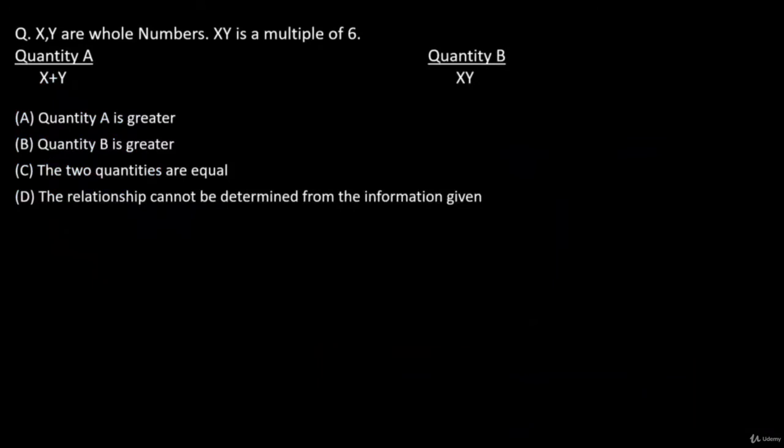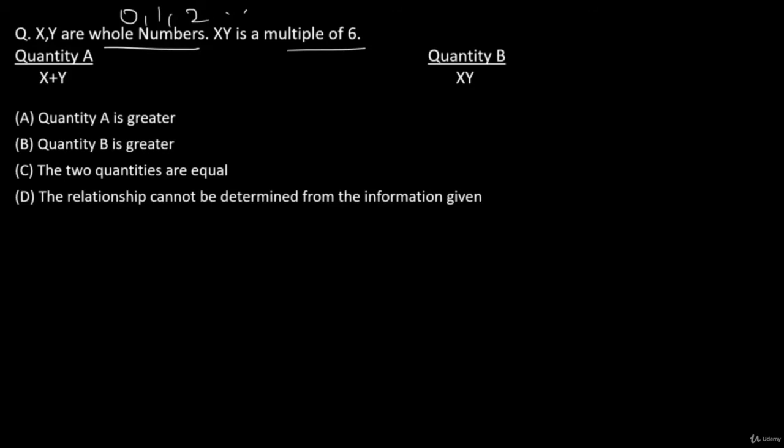Let's do this question. X and Y are whole numbers. All right. So what are whole numbers? They are numbers like 0, 1, 2, etc. Now x into y is a multiple of 6. So that's the question stem. Now quantity A is x plus y and quantity B is x into y. All right. Pause the video, give it a try, and then let's do it together. All right. We are back. I hope you have given it a try.